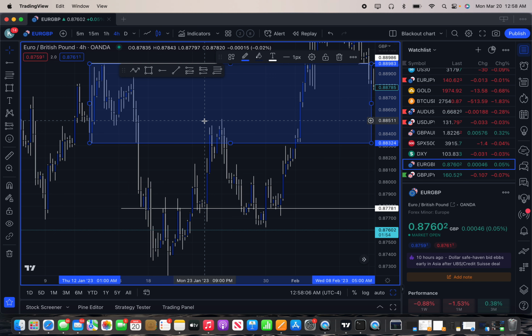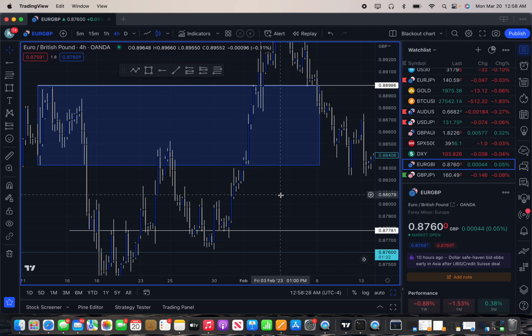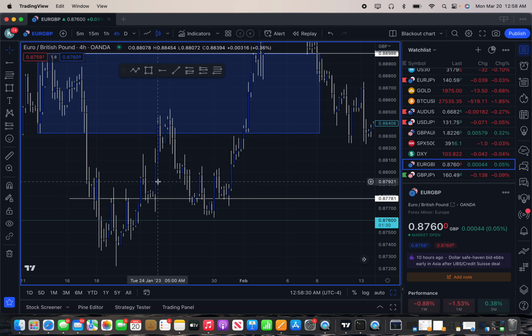Why do we do this though? Why do we leave these as open zones? Because the longer they sit there, in my opinion, the more potent they are. Now, I don't leave them for weeks on end and stuff like that, but if it's close to where current price is still acting, I will leave it because the longer it's sitting there and price is slowly working its way back to it, the more potent it is for me.